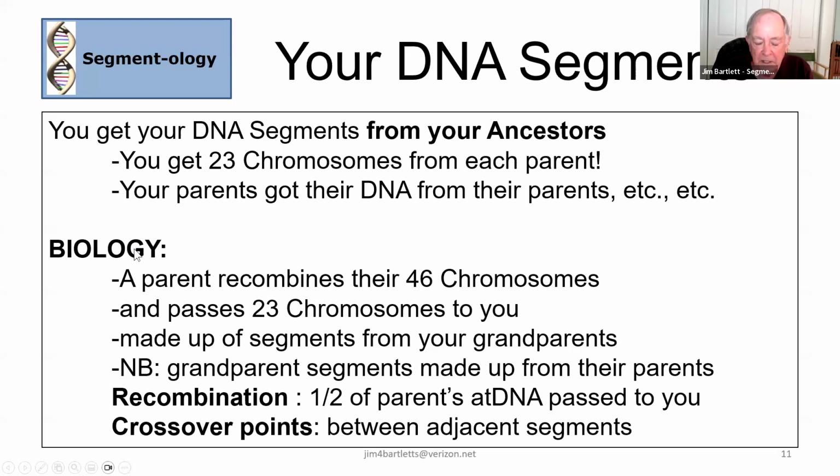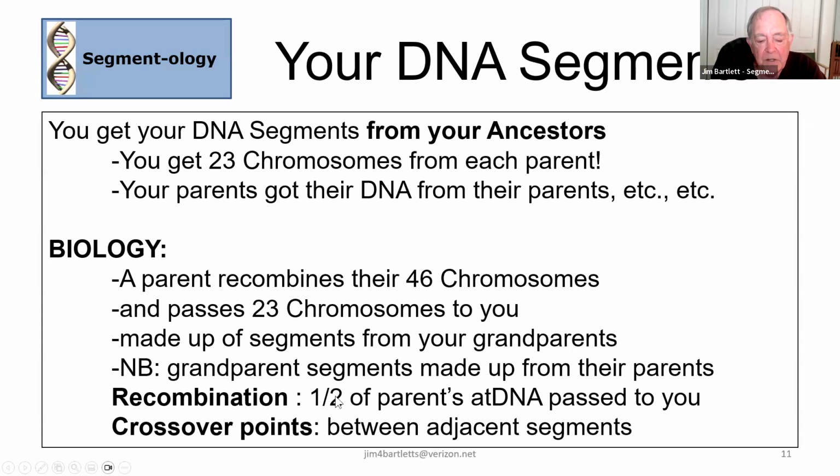So the biology of all of this is, every human being has 46 chromosomes, and a parent combines their chromosome pairs, the two chromosome 1s, the two chromosome 2s, and passes 23 chromosomes to you. So from your dad, you'll get 23, and from your mom, you'll get 23. And these are made up of segments from your grandparents and the grandparents from their parents.